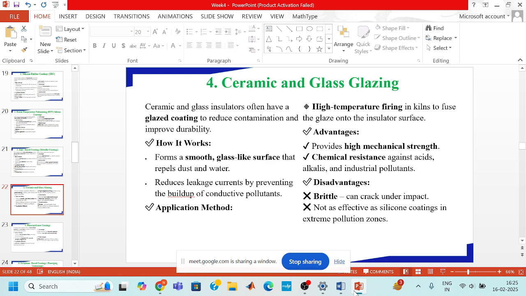The application method is high temperature firing in kilns to fuse the glaze onto the insulator surface. The main advantage of ceramic and glass glazing is that it provides high mechanical strength and chemical resistance against acids, alkalis, and industrial pollutants. But it can crack under impact, and it is not as effective as silicone coatings in extreme pollution zones.